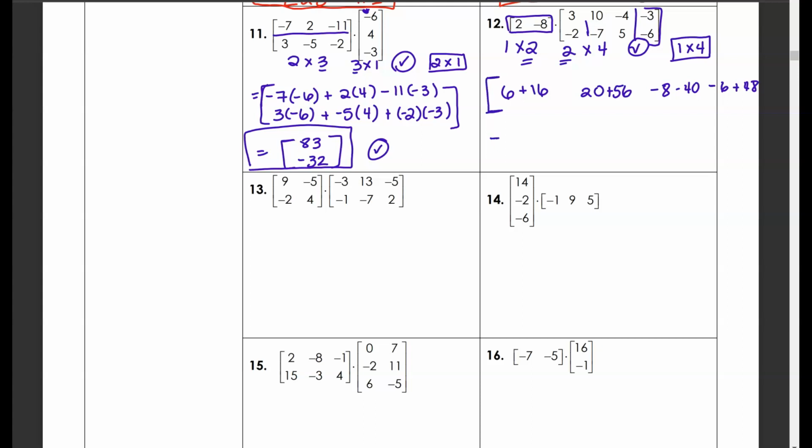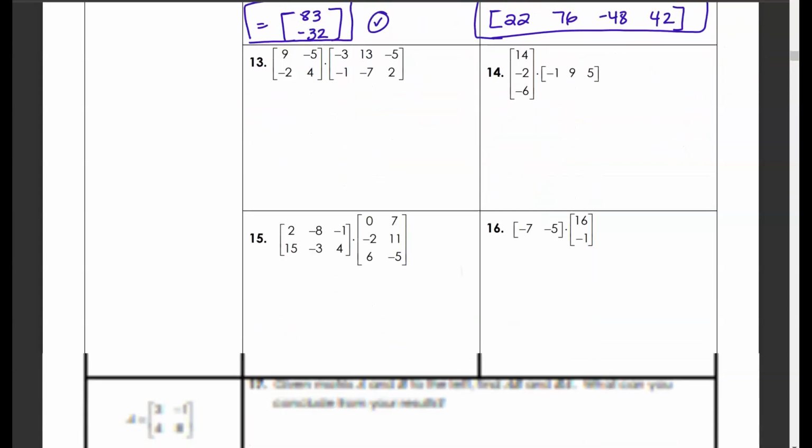So now let's go ahead and simplify these numbers. 6 plus 16, that's going to give us a 22. 20 plus 56, that's going to give us a 76. Negative 8 minus 40, that's going to give us a negative 48. And then negative 6 plus 48, that's going to give us a positive 42. Okay, and that's our resulting matrix that we multiplied.